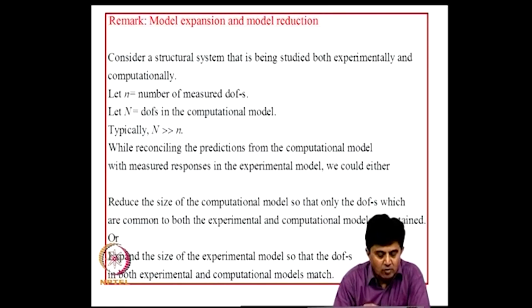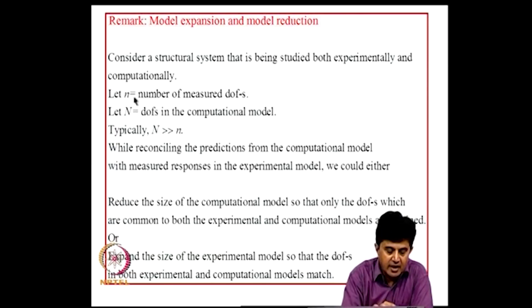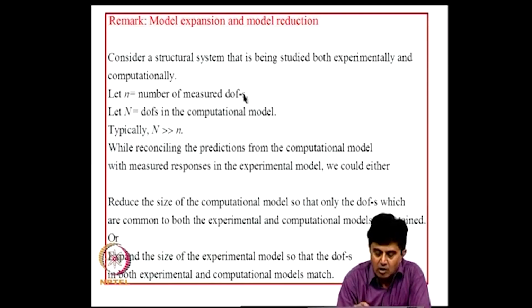On the other hand, we could also expand the measurement model. That means, I have a 10 degrees of freedom model here, and I will augment it by an additional 90 degrees of freedom. That augmentation is essentially a transformation. If I do that, then instead of calling it model reduction, it would become model expansion, because a smaller model is now replaced by a larger model. So, the transformation that we discuss can be viewed from both these perspectives.